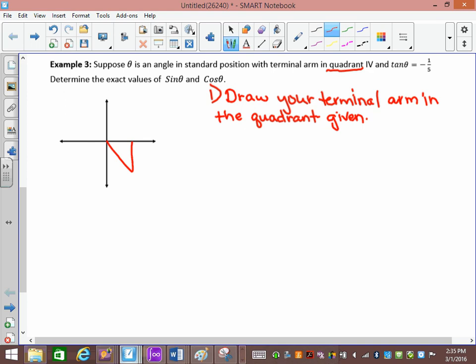It's not going to be perfectly accurate, but it doesn't matter. So you draw yourself a terminal arm and then you draw towards the x-axis and you form yourself a triangle, just like yesterday. Terminal arm, draw towards the x-axis, forming a triangle, just like you did yesterday.